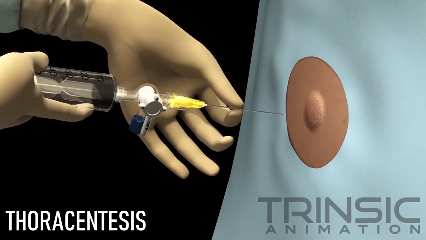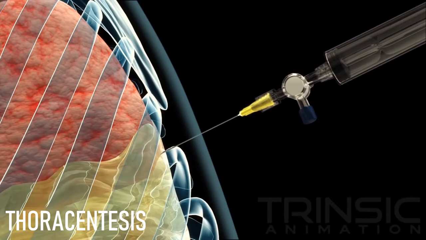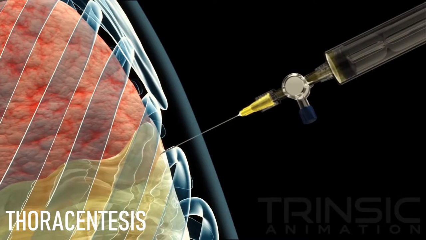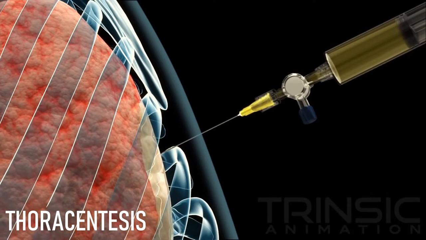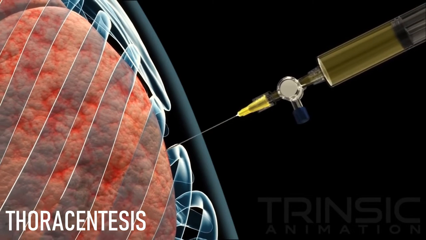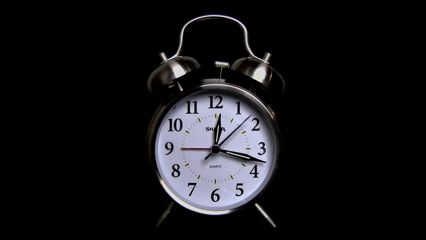Lastly, thoracentesis. It is a minimally invasive procedure wherein a needle will be inserted through two ribs on your back. When the needle reaches the pleural space between the chest wall and lung, the pleural fluid is removed through the syringe to get a sample. Don't worry, because it only typically lasts for 15 minutes.